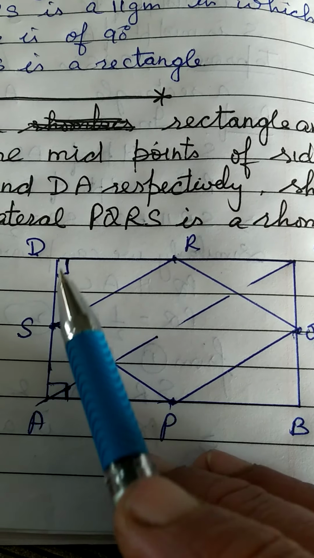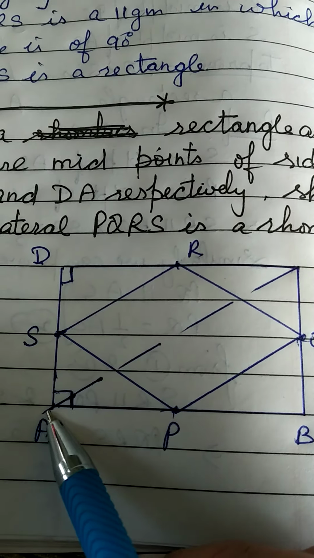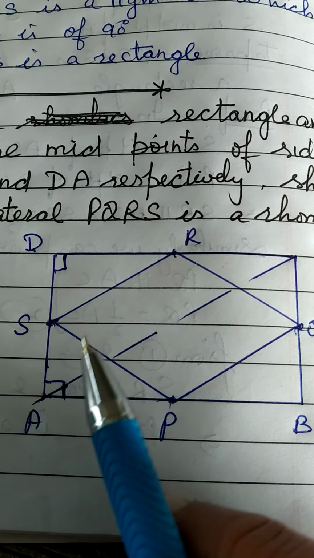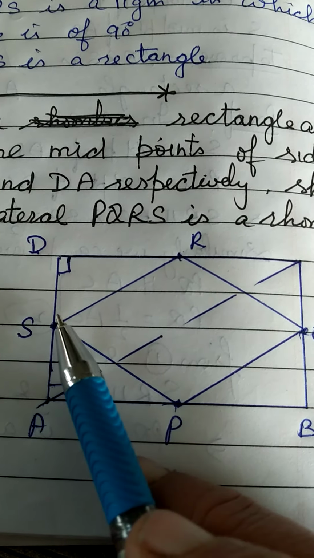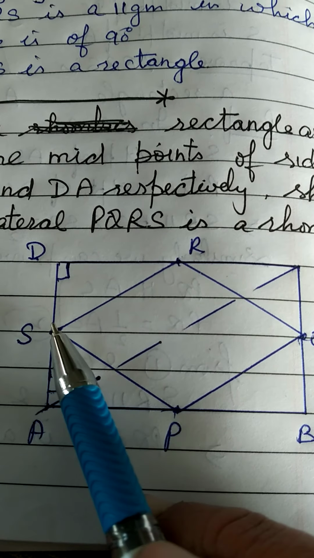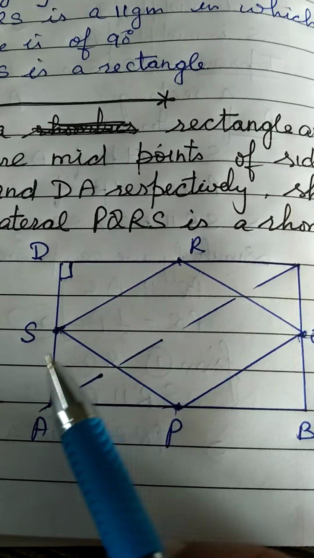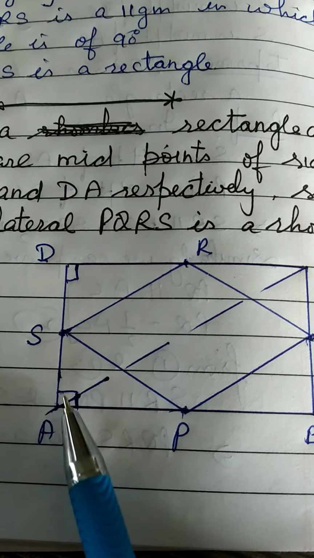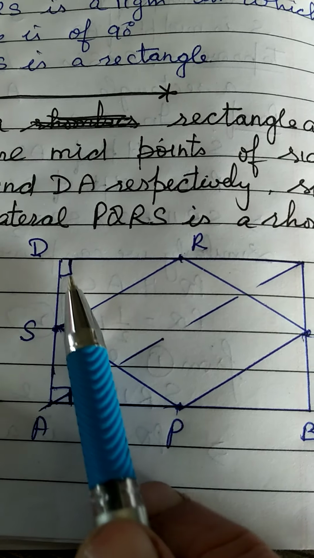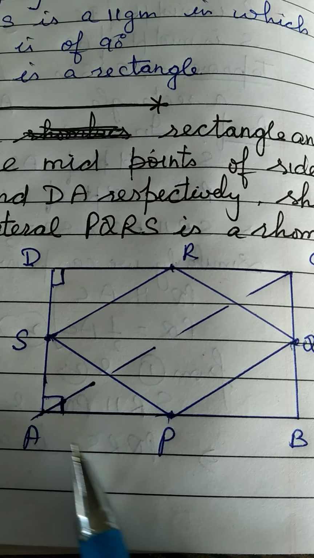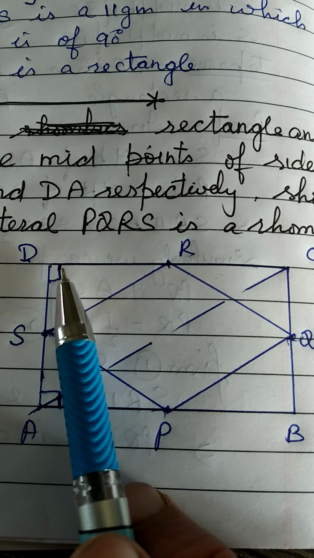See in these triangles, DS is equal to AS because S is midpoint of AD, it is given. What we have? DS is equal to AS. Angle SDR is equal to angle SAP, each equal to 90 degrees, because ABCD is a rectangle, it is given.